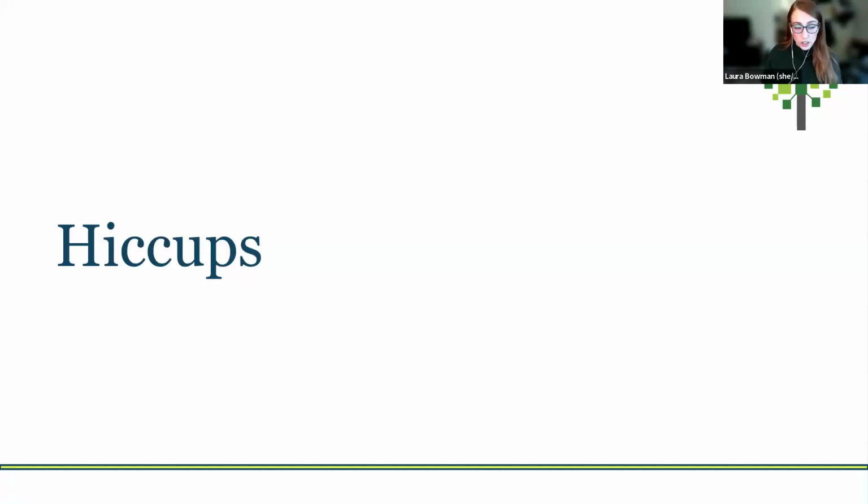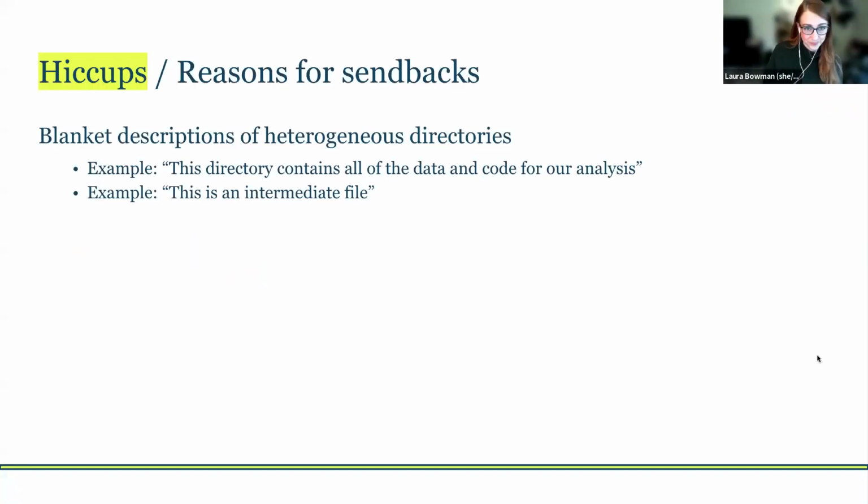So the last section I've called hiccups. As I said, I couldn't think of anything better, but these are things that we see often that cause delays in the publication process. And so just an FYI, please avoid these if possible. These are reasons that we send back to authors that we've seen over and over again.